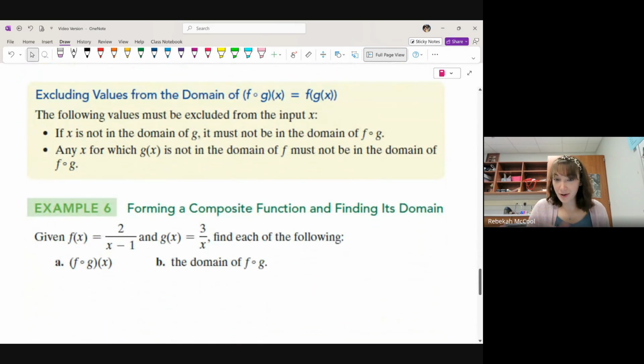All right, now let's talk about the domain of the compositions. So now we're thinking of our excluded values. Okay, so excluded values from our domain would be x is not in the domain of g. Now notice g is the input. Okay, so we have to exclude values from the inside function.